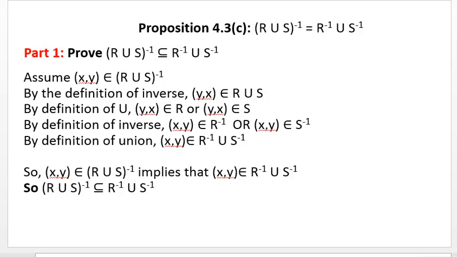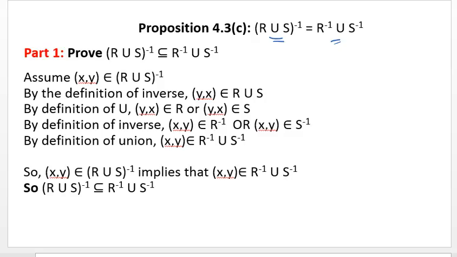Okay. Part C, this is proposition 4.3, says that R union S inverse equals R inverse union S inverse. That sort of throws a few people, because I know with sets, when you take the complement, R union S complement would be R complement intersect S complement. But with the relations and inverses, it doesn't quite work the same. So here's the proof. To prove that sets are equal, we have to prove 2 things. We have to prove that side 1 is a subset of side 2, and vice versa.